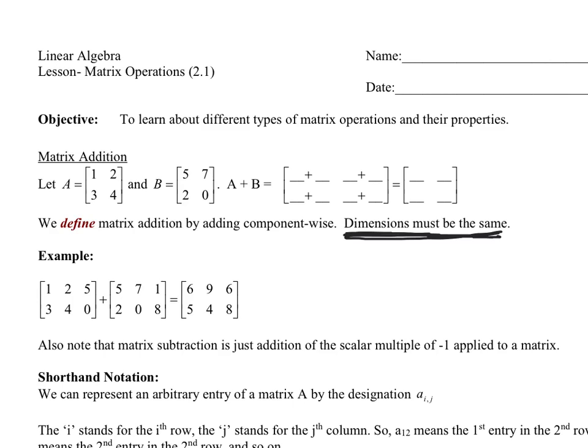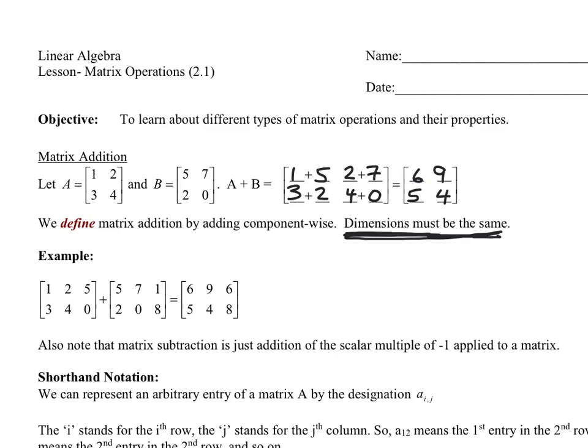That's also along the same lines of common sense that you would come to expect, because how are you going to add two vectors if they don't have the same dimensions? So in this case, it's 1 plus 5 is 6. 2 plus 7 is 9. 3 plus 2 is 5. And 4 plus 0 is 4.